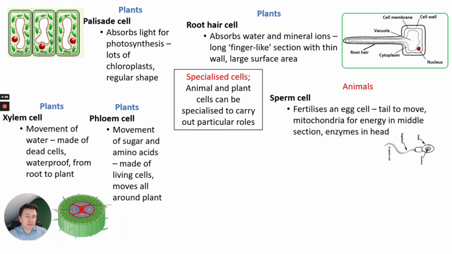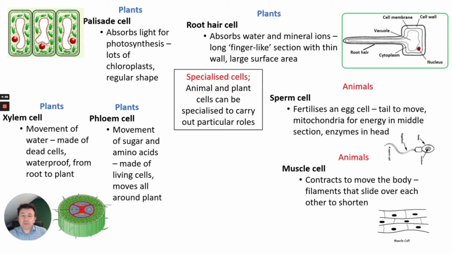So in animal cells, you'll need to know about sperm cells. So a sperm cell, as you'll probably know, fertilizes an egg cell, and the tail can move due to mitochondria in the middle part of it that release energy. It also has enzymes in the head which break down the surface of the egg, so it can gain entry into the egg or ovum. Another animal cell you'll need to know about is muscle cells. So muscle cells contract to move the body.